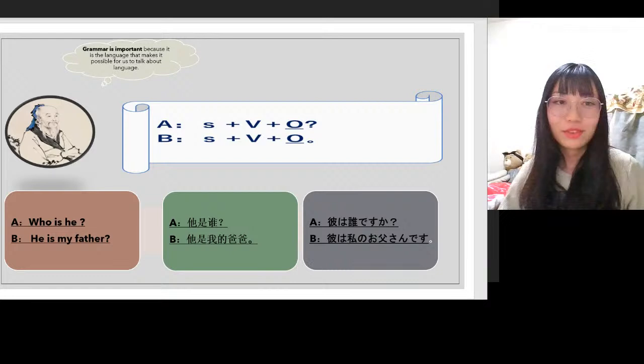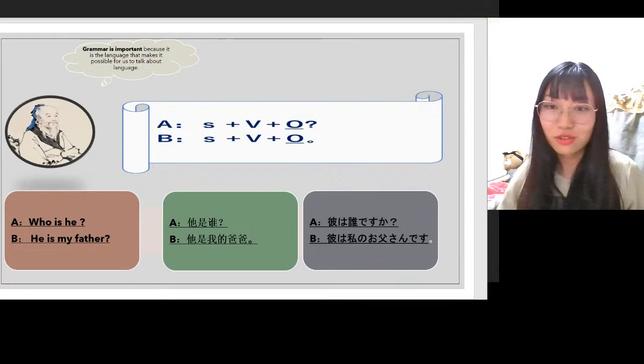So here, who is he? In Chinese it's 他是谁. 他 means he. 是 is. 谁 is who. So maybe you will think, okay, Japanese and English are like SVO, right? English is SVO. But once it becomes a question, it's going to be different.